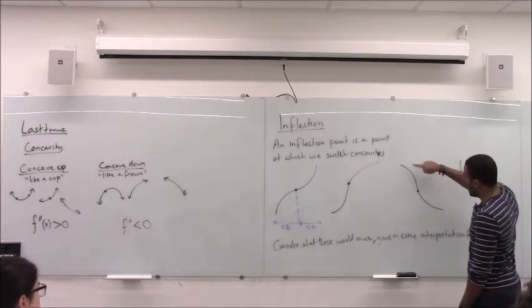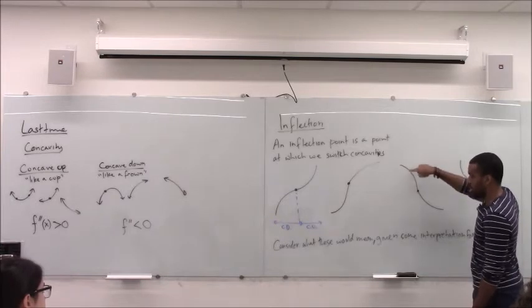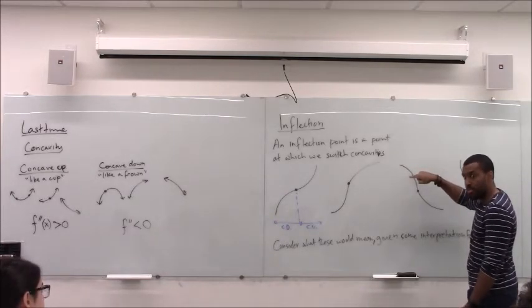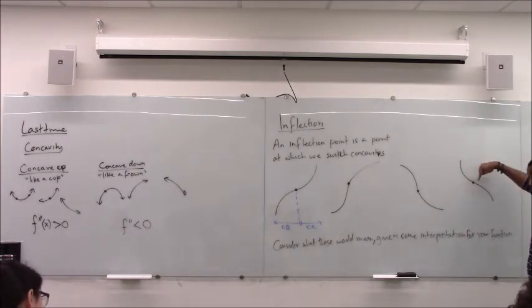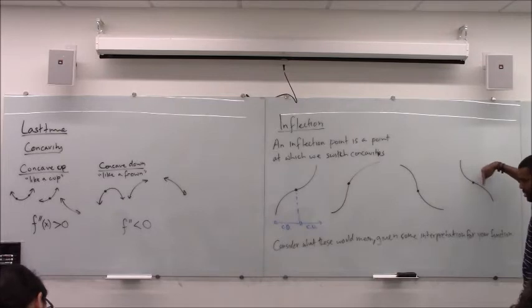So if you're decreasing, concave down means the decrease is happening faster and faster and faster. Whereas concave up means the decrease is happening slower and slower and slower. It's still decreasing overall, but it's happening slower and slower and slower.